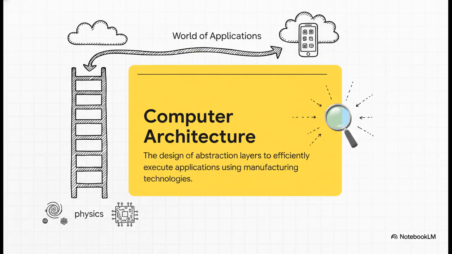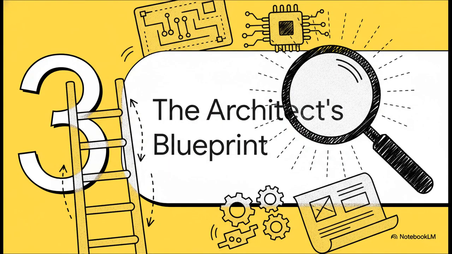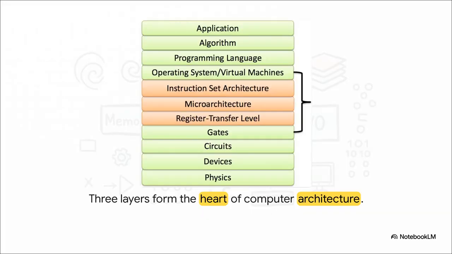And that right there brings us to our core definition. Computer architecture is the art and the science of designing this exact ladder, these layers of abstraction. It's all about creating a super efficient pathway from the world of applications all the way down to the world of physics. Now, while that whole ladder is super important, computer architects have a very special focus. Let's zoom in on their world for a second. The real heart of modern computer architecture lives in these three central layers: the instruction set architecture, the microarchitecture, and the register transfer level. This is the architect's blueprint for the entire machine.